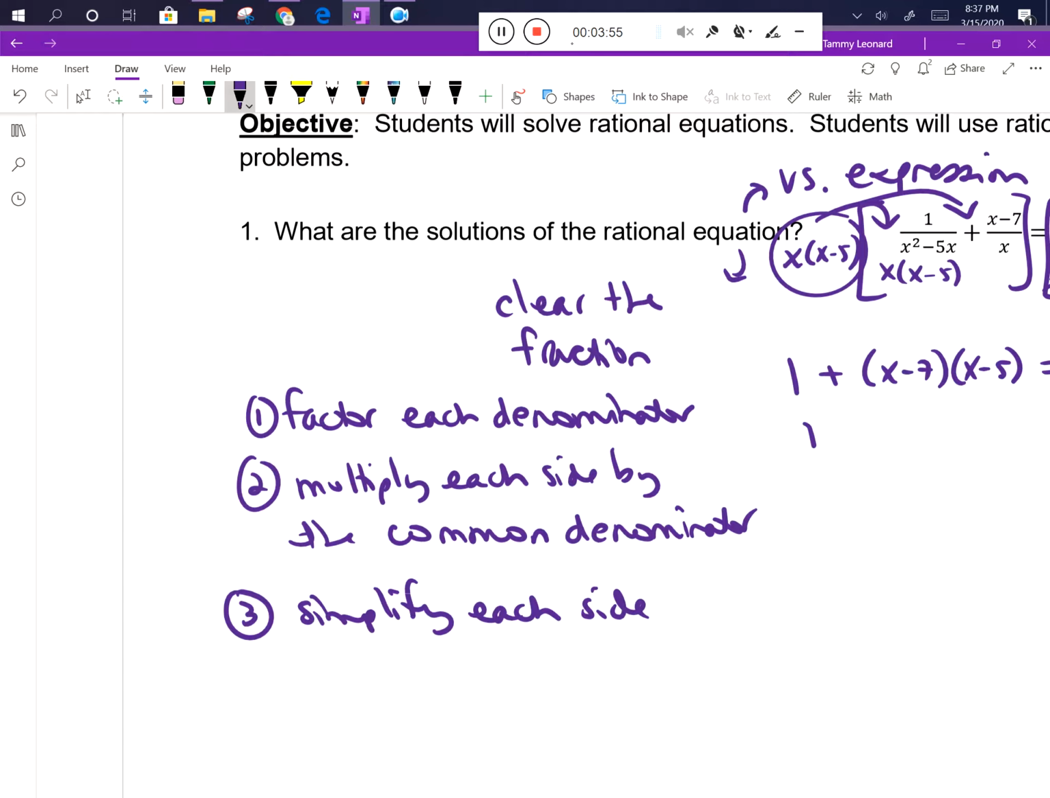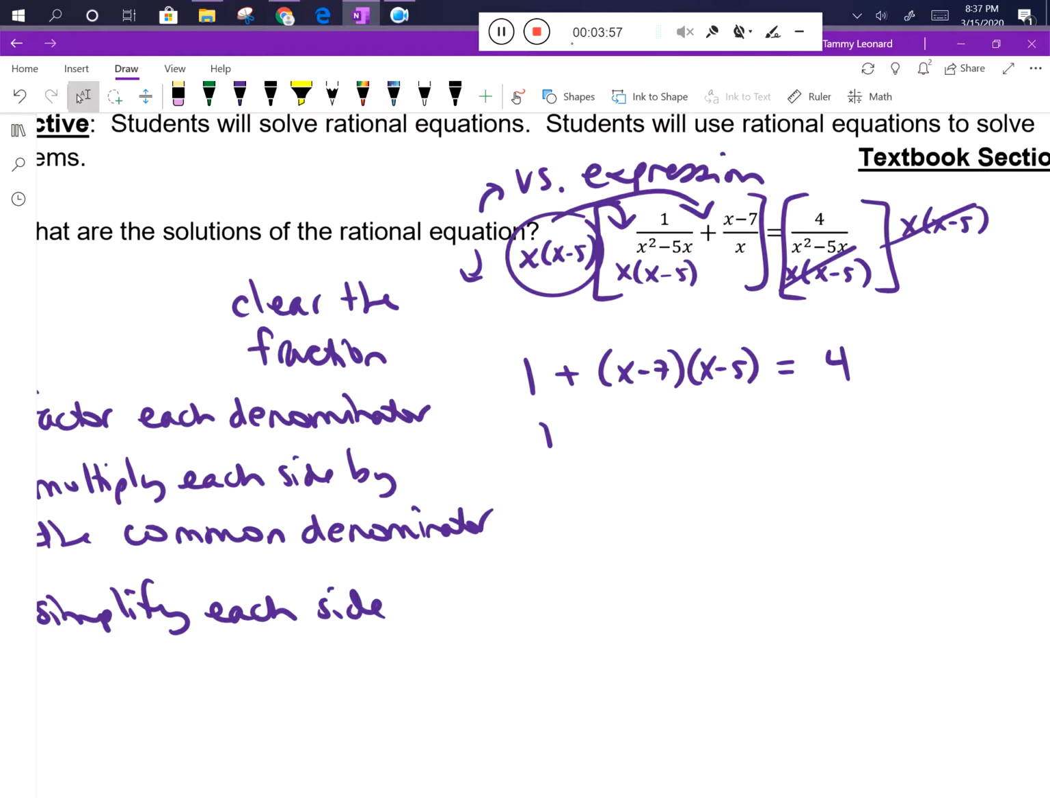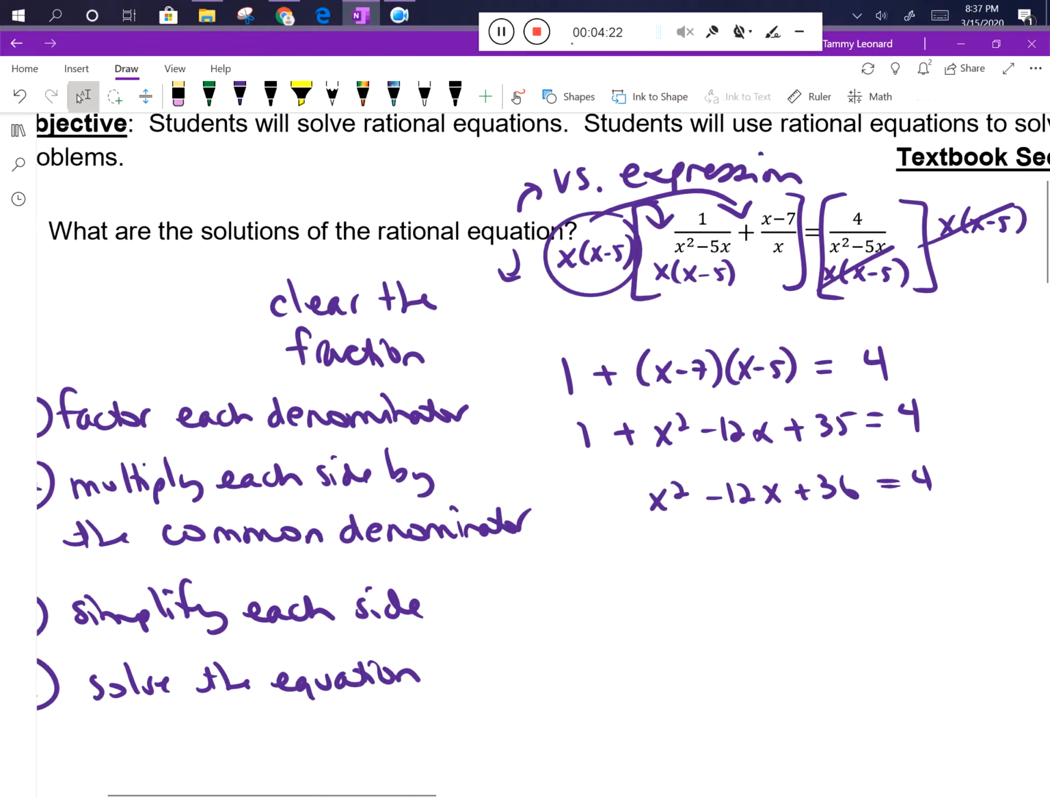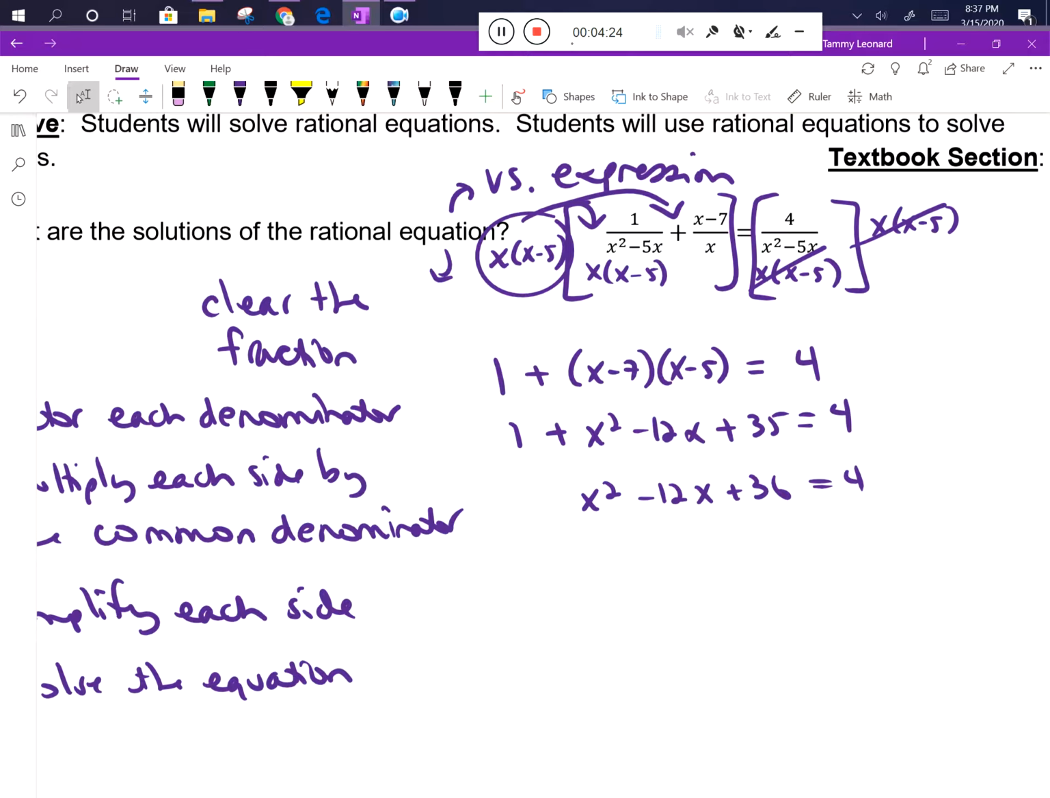There's not much to simplify on the right-hand side of this equation, but we do have stuff on the left. So when we get that trinomial, we're going to have x squared minus 12x plus 35 equals 4. And we're going to clean that up a little bit. x squared minus 12x plus 36 equals 4. And then finally, we're going to solve the equation. In this case, that's a quadratic equation. In other cases, maybe it's linear or something fancier, but we need to solve this quadratic.